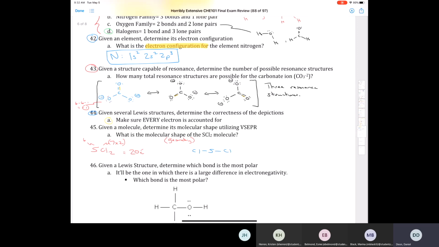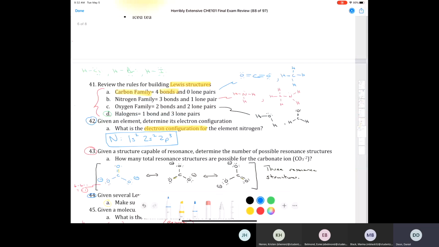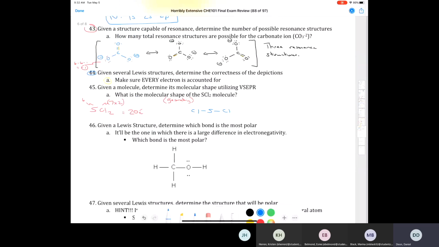Remember, if we go all the way back up here, we said that the halogens like to have 1 bond and 3 lone pairs. So with that knowledge, we will complete the octets of the 2 chlorines, 1, 2, 3, 4, 5, 6, 9, 10, 11, 12. So far I've used up 16 electrons. 20 minus 16 means I have 4 electrons left over. Where should they go? They should go on the sulfur atom because it does not have a complete octet. And so I'll put 1 lone pair up here and another lone pair here. Now my Lewis structure is just hunky-dory.